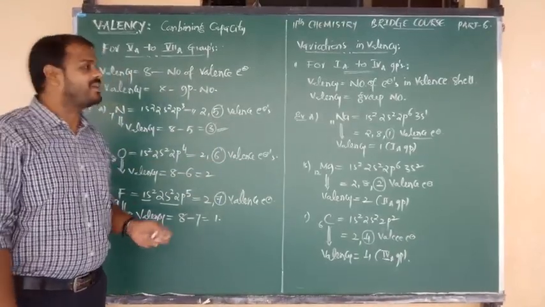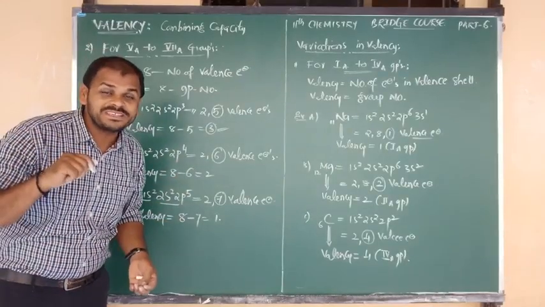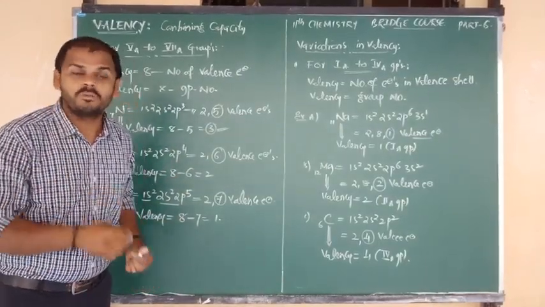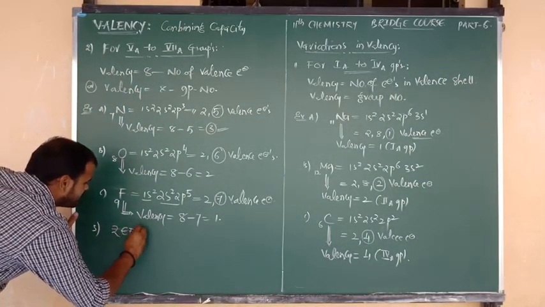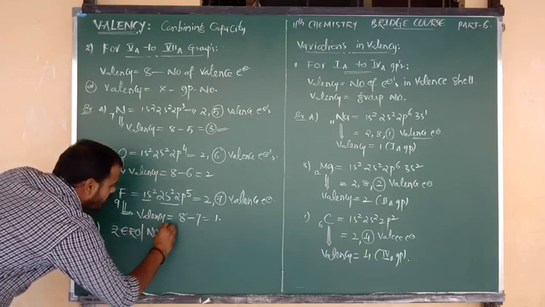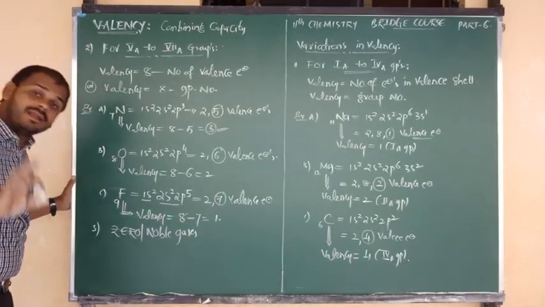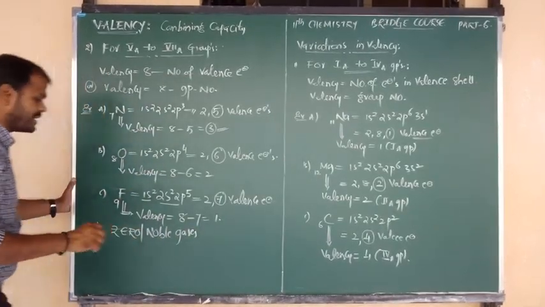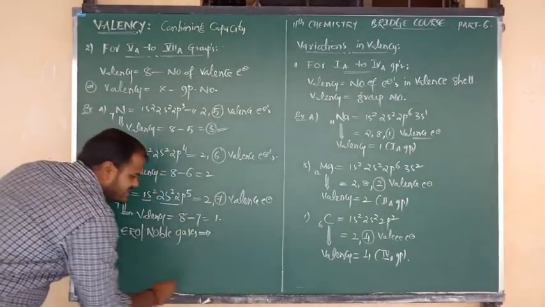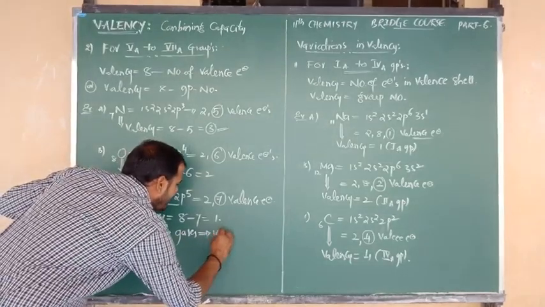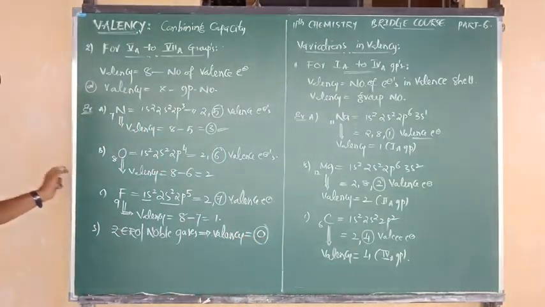Okay? Good. 1A to 4A is clear and 5A to 7A is also clear, but one more last group is there, that is the zero group elements. Variation number 3. For zero group elements, we can also say noble gases, noble family and inert gases, which are very less reactive in nature. So remember first, all the zero group elements are noble gases. They have valency equal to 0. You know this answer very well.